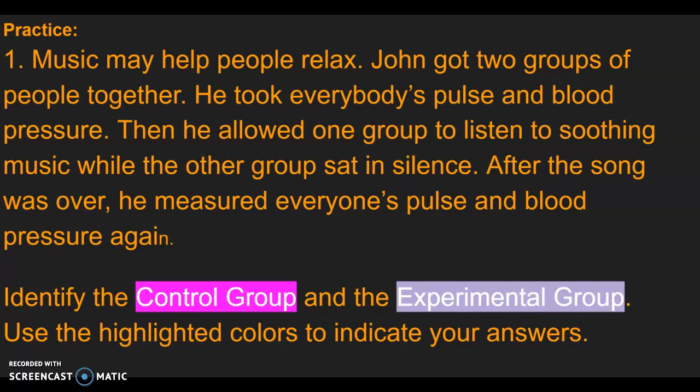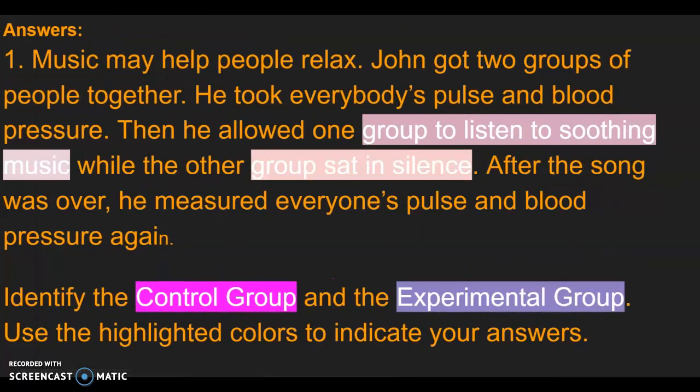John got two groups of people together. He took everybody's pulse and blood pressure. Then he allowed one group to listen to soothing music while the other group sat in silence. After the song was over, he measured everyone's pulse and blood pressure again. So again, your control group, if you'll highlight it in pink, and your experimental group in purple. So you might want to pause the video at this time so you have time to work. And then when you resume, you'll see the answers.